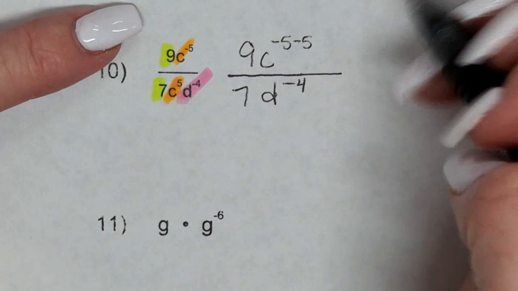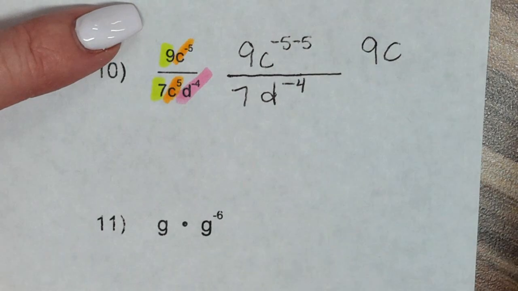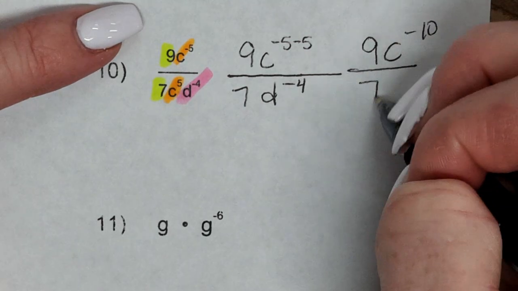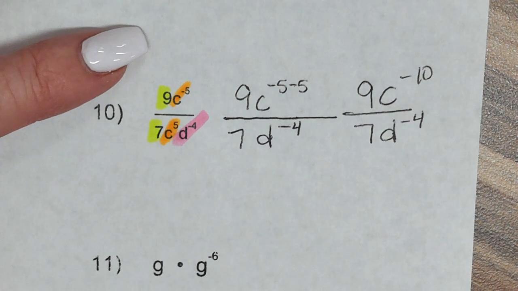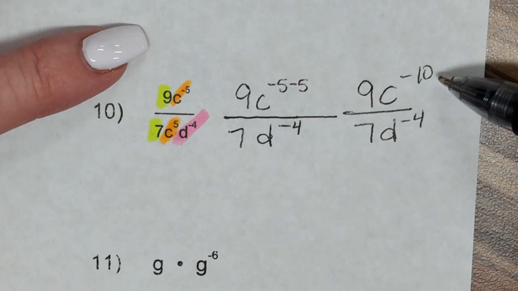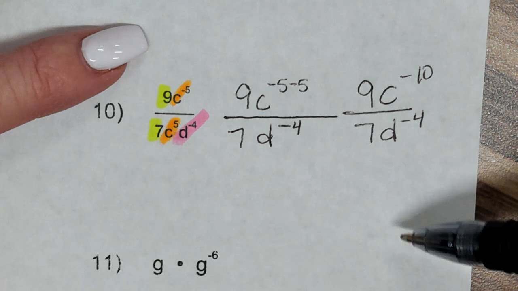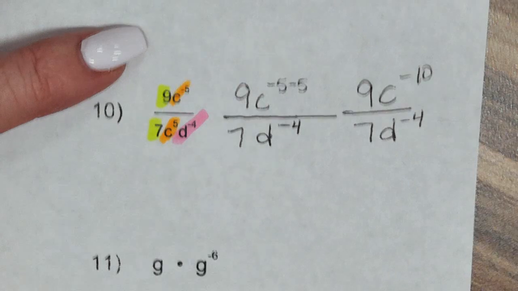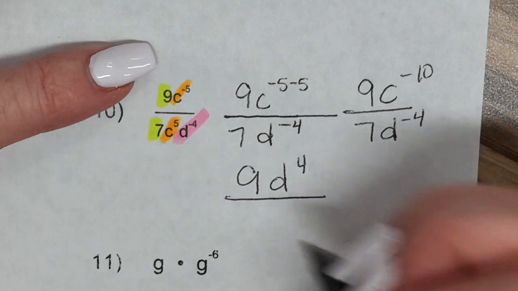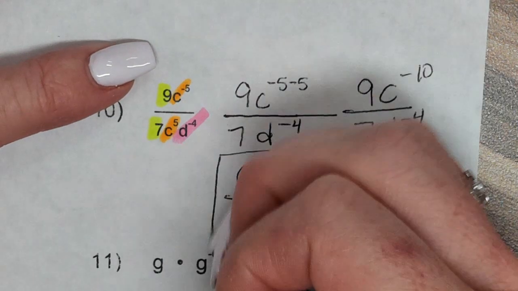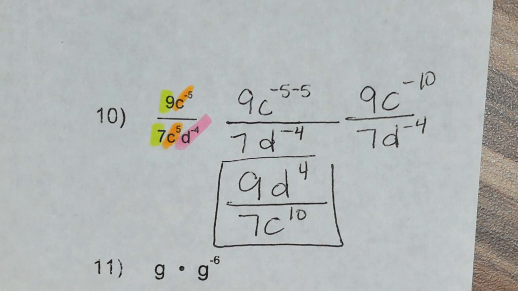All right. I have 9C. What is negative 5 minus 5? Negative 10. Over 7D to the negative 4. Can I have negative exponents in my answer? If the negative exponent is on top, pull it to the bottom, if it's on bottom, pull it to the top, it's that simple. So this is going to be 9D to the 4th on top, 7C to the 10th on bottom. They switch spots because you can't have negative exponents. Make sense? All right, get busy.